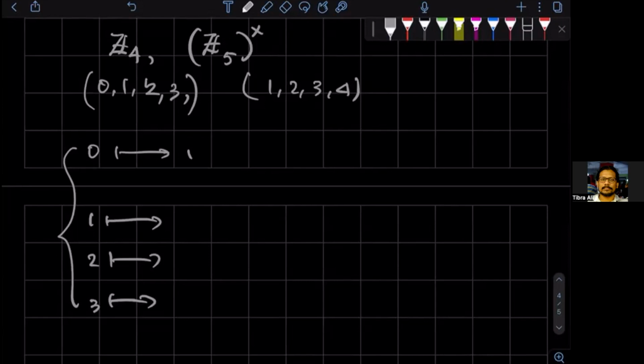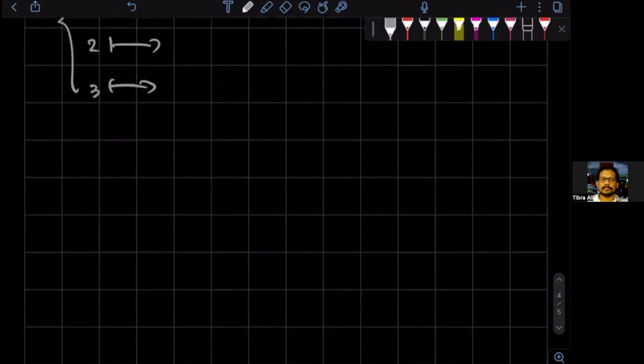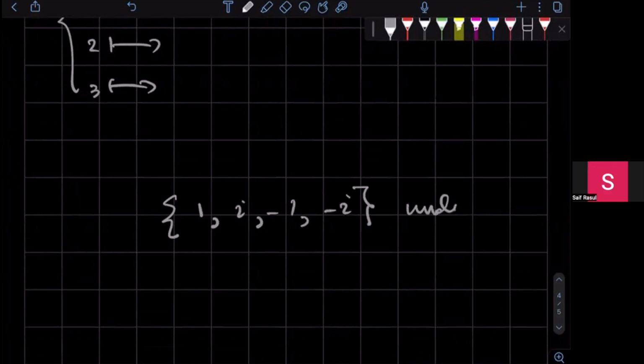So for example, what is the group in number 1, the complex numbers? Can someone tell me what this group is under multiplication? What is the name of this group? Z4. Yeah.